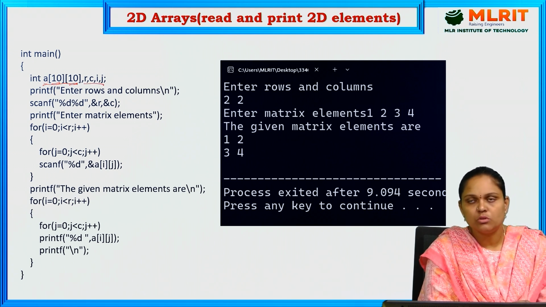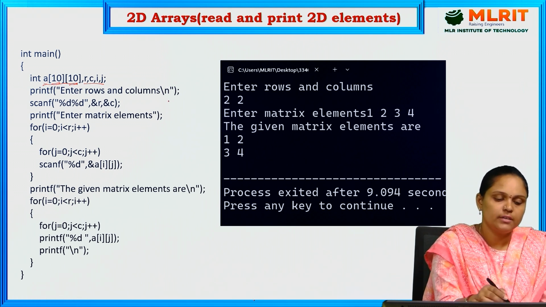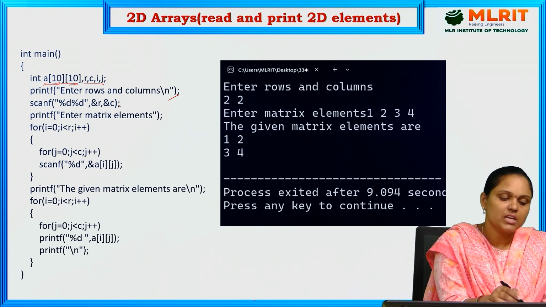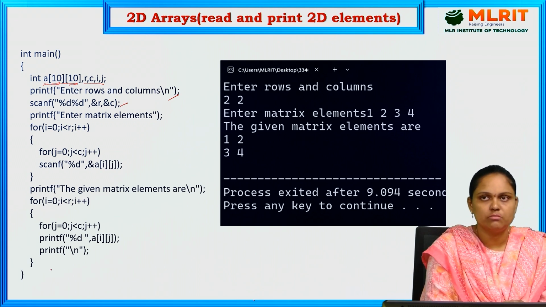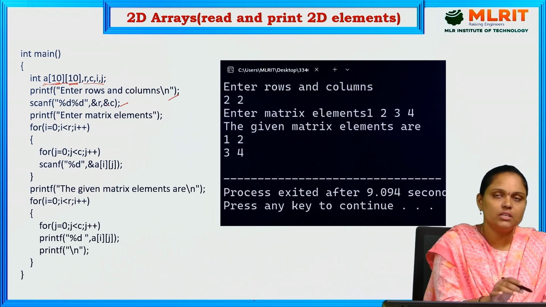R is for rows, C is for columns, and I, J we are using in the 2 for loops. And coming to the printf statement, we are asking to enter the rows and columns, and by using scanf statements we are reading the rows and columns. So we already have the size of rows and columns here, then why are we taking R and C again here?